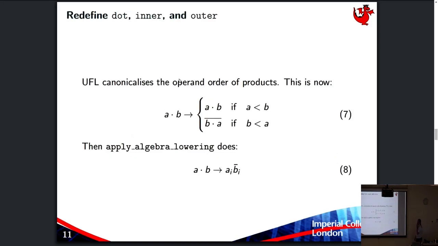UFL does canonicalization of order of products. So UFL turns A.B into B.A if in its arbitrary symbolic ordering they're in the wrong order. That's a good thing because it means symbolic cancellation happens a lot more effectively. But you do have to go through and make sure that that's now complex legal. So it will introduce conjugates. And it will do that even in the real case. That's fine, right? Because the conjugate of a real number, it doesn't do anything.